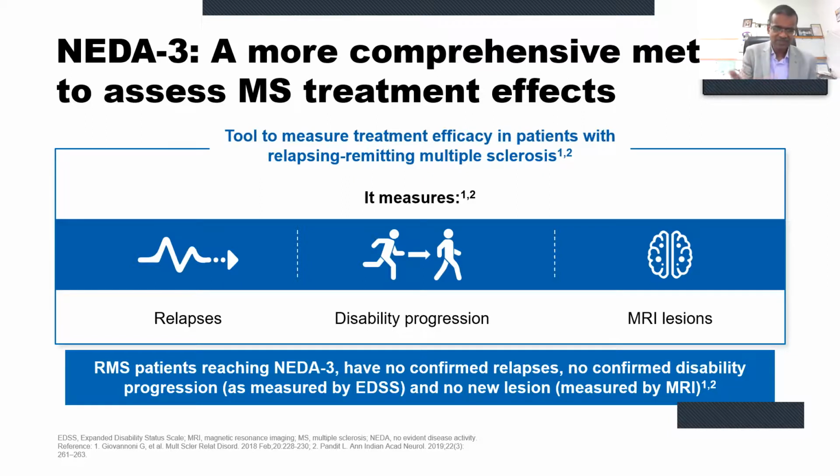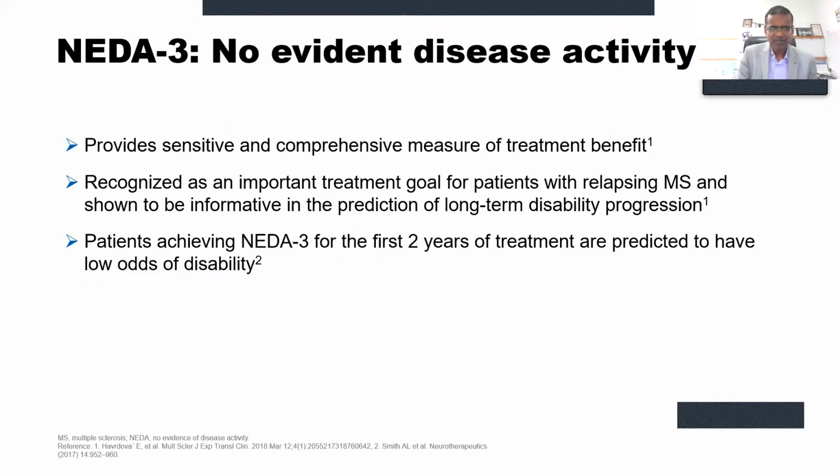So if you have these three, one is by history, one is by examination, and one is by investigation. If you combine all these three, NEDA 3 gives a more comprehensive picture for patients to monitor their MS. It is a sensitive and comprehensive measure for treatment benefit. It is recognized as an important treatment goal for patients with relapsing MS, and it can predict the long-term disability progression also. Patients who achieve NEDA 3 for the first 2 years of treatment have low levels of disability going forward. So once we look at NEDA 3 for 2 years, then we can have a sort of prediction about the long-term prognosis.